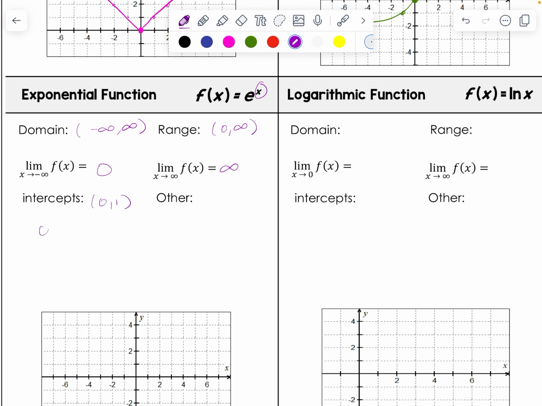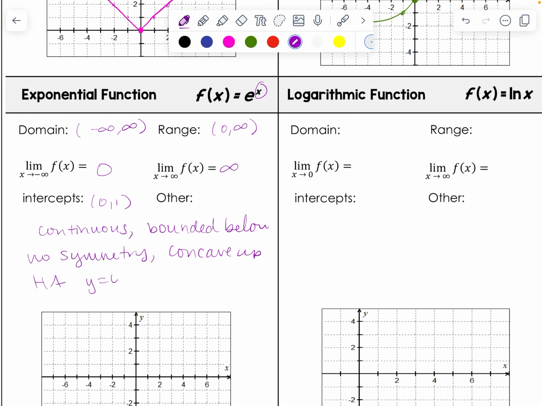It's continuous and bounded below. There's no symmetry. And it's concave up. It has a horizontal asymptote at y equals 0. And it's the inverse of the natural log of x, where y equals the natural log of x.